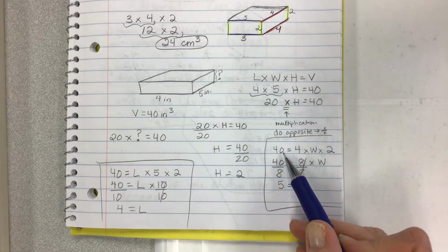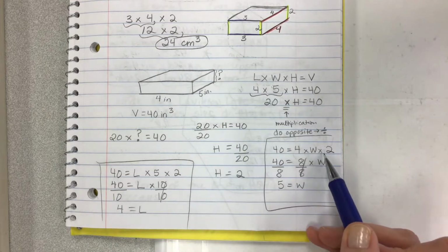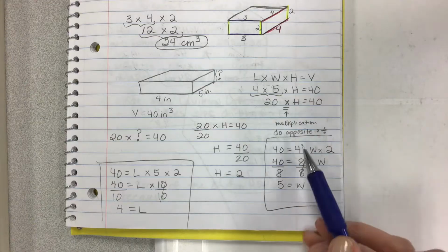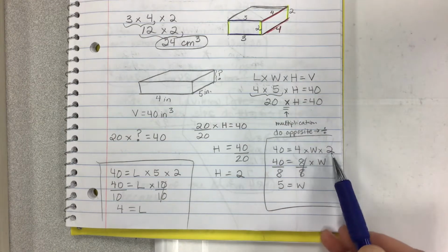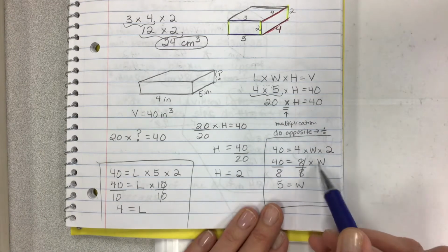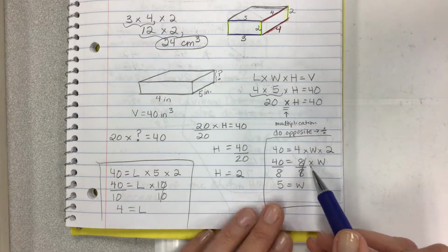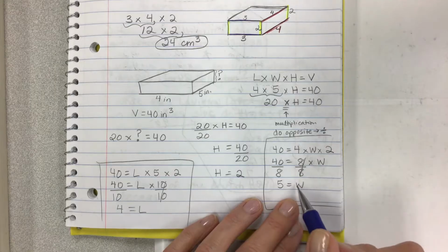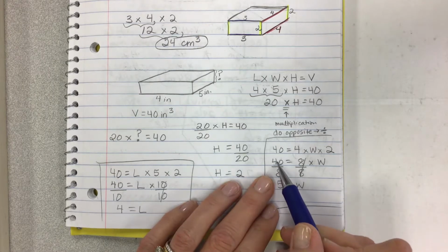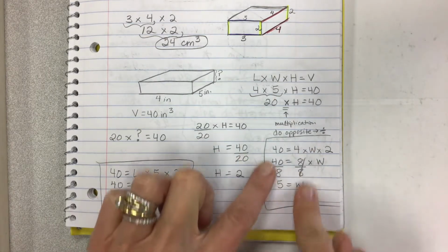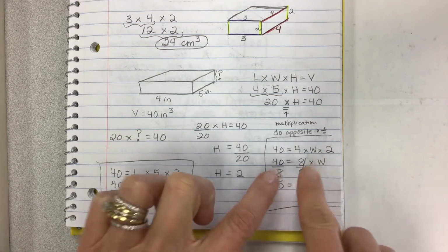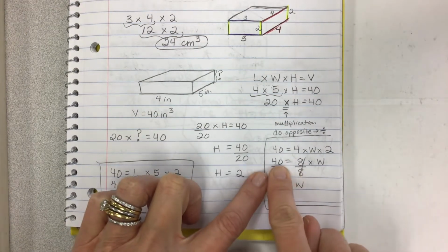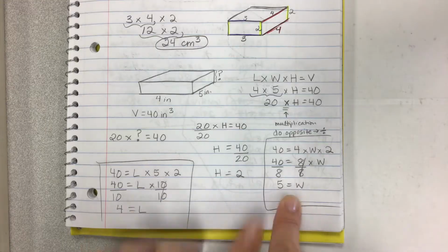Here's another example. If I have 40 equals 4 times W times 2, so they give us 2 dimensions. Multiply what you have here. Get your 4 times 2 for 8. And we still have the 8 times the W, but because it's multiplication, divide 8 by 8 to get 1. We leave the W alone. Divide this one by 8. So you do the same thing on both sides of the equation, end up dividing 40 by 8, and you get 5. It's going to mathematically work out.